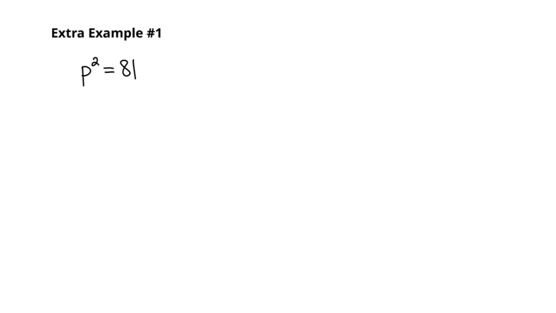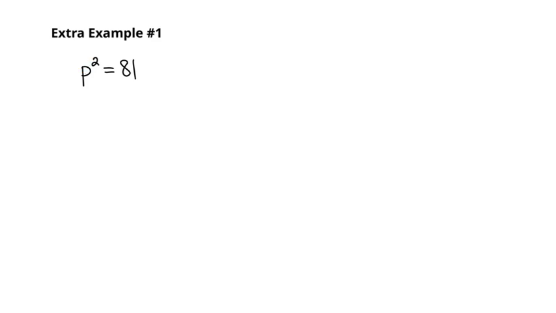This is extra example number 1. So the equation is p squared equals 81, and we are supposed to solve this equation. Since it has the square here, we're trying to find what number times itself is equal to 81.